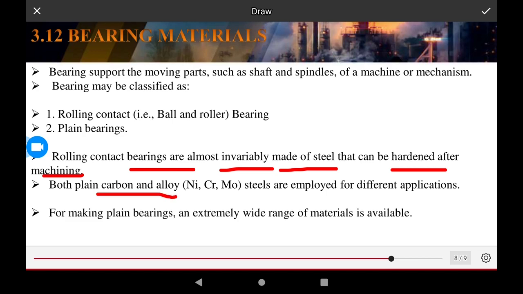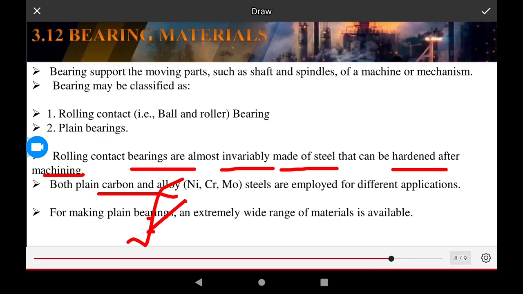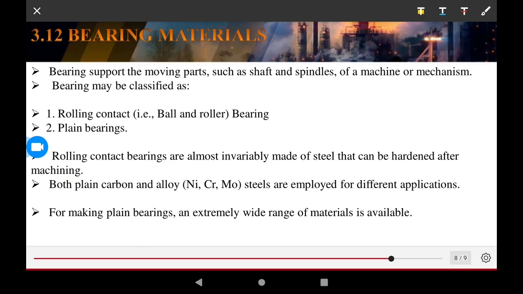Both plain carbon and alloy nickel-chromium steels are employed for different applications. For making plain bearings, an extremely wide range of materials is available.